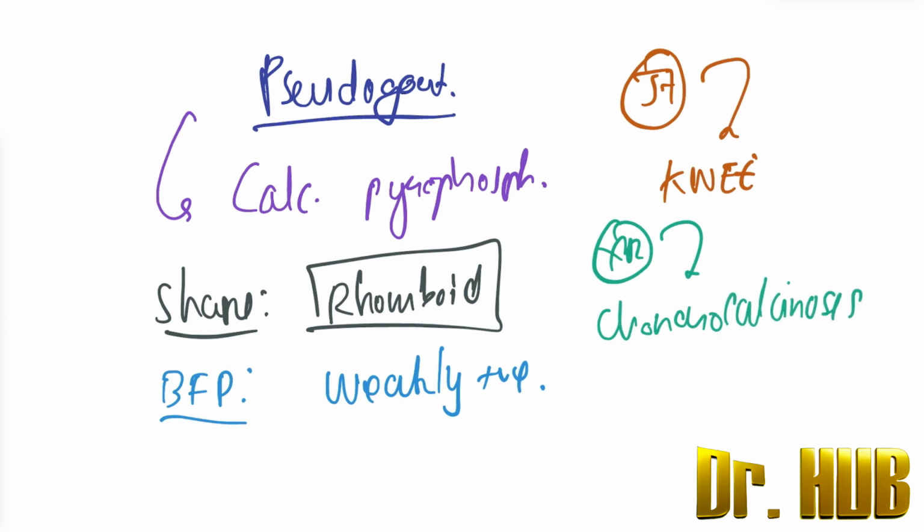So pseudogout means it involves the knee. Gout means it involves the first metatarsophalangeal joint.